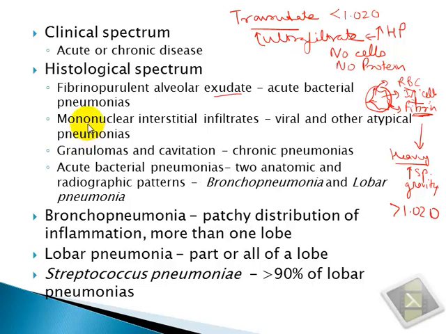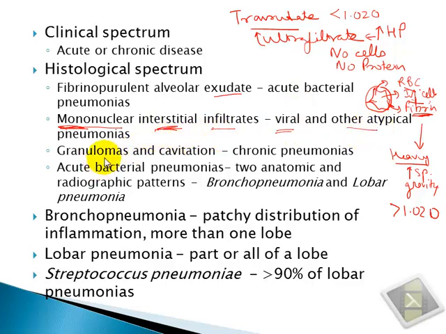If you see mononuclear, that means only the chronic inflammatory cells, mainly the lymphocytes, you see macrophages within the interstitium. So we have infiltrates within the interstitium, mainly comprising the mononuclear cells. We have to think of viral, as I mentioned earlier, or other atypical pneumonias. So we don't talk about acute bacterial pneumonias anymore. We talk about viral or atypical pneumonias.